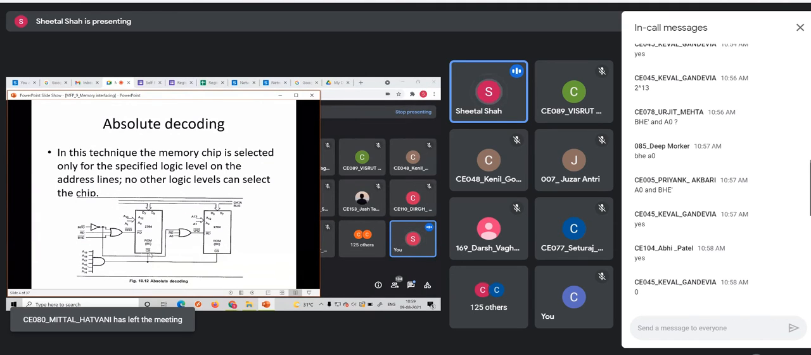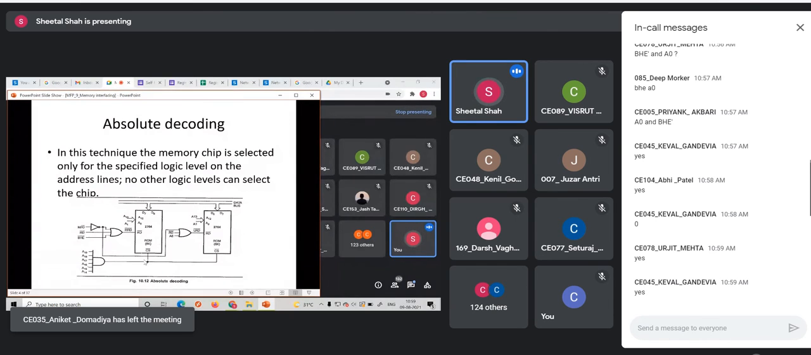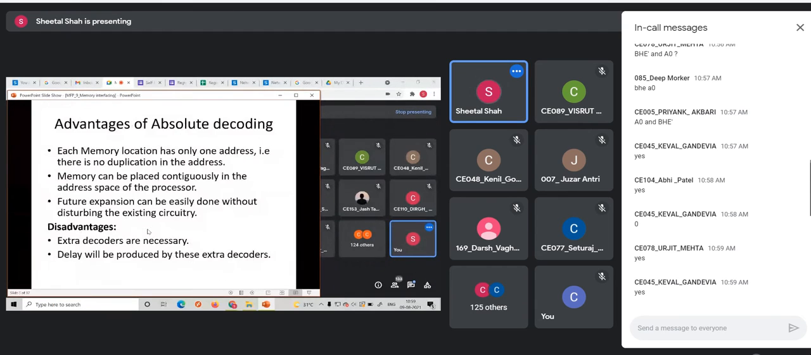Hope you all are getting this. So to select these ICs, we have a specific address. If I change any one bit from A14 to A19, these ICs would not be selected. Do you agree to this? That means every memory location would have a unique address in this case. Followed? So this is about absolute decoding.